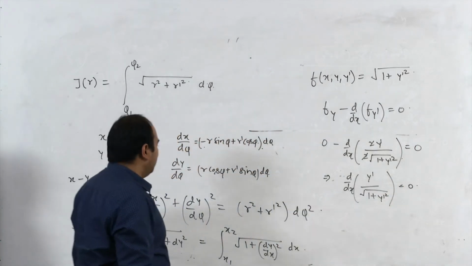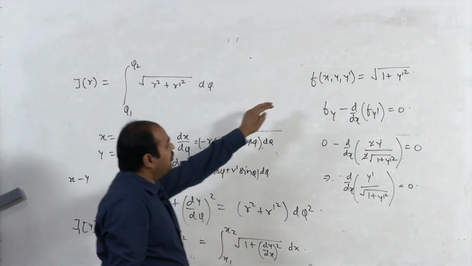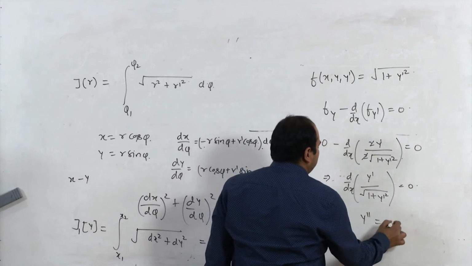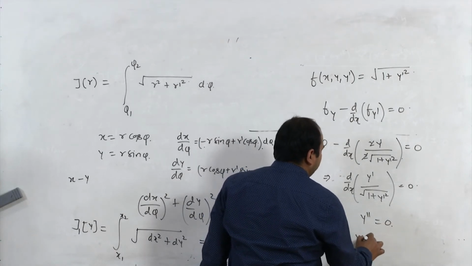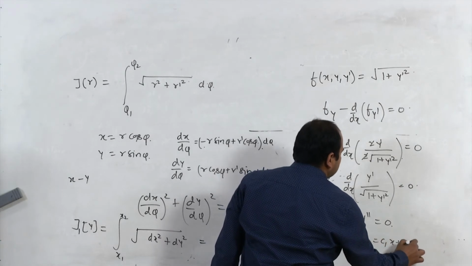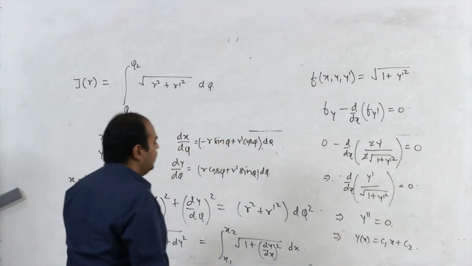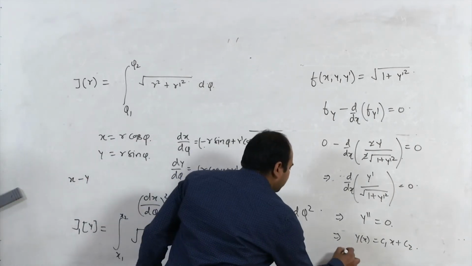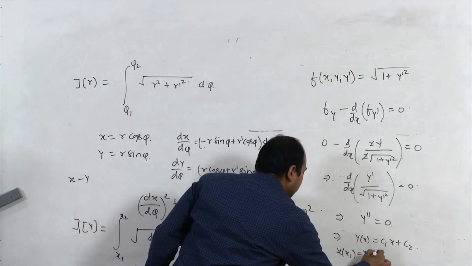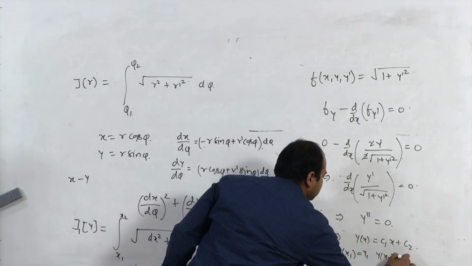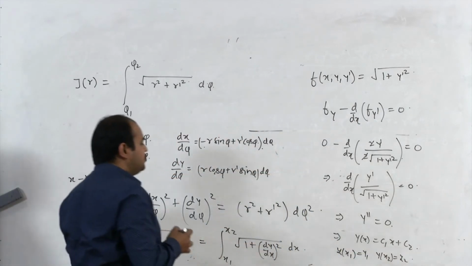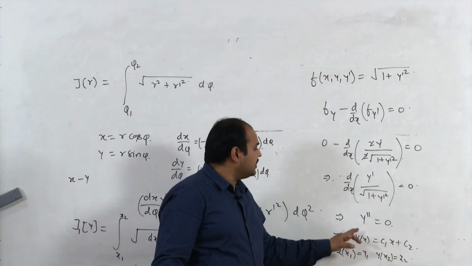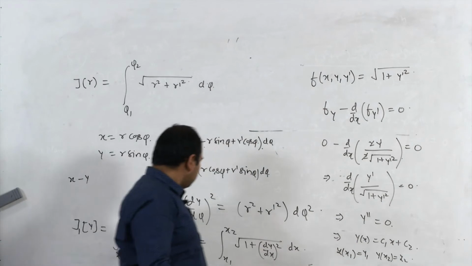And when you solve this, in fact we have already solved this somewhere, it comes out to be solving y double dash equal to 0, which is nothing but y of x equal to c1x plus c2, where c1 and c2 are integration constants that you can find out with the conditions that y of x1 is equal to y1 and y of x2 is equal to y2. With the help of these two conditions, you can find c1 and c2, and you can say that the extremal for this functional is a straight line.